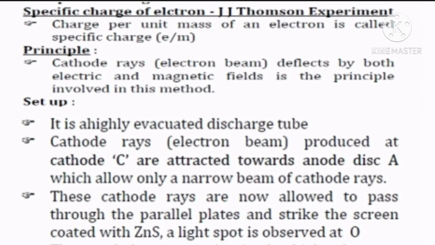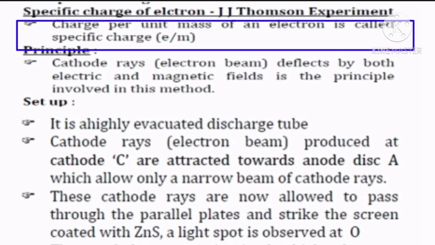What is meant by specific charge of an electron? The charge per unit mass of an electron is called specific charge, which is represented by e/m.